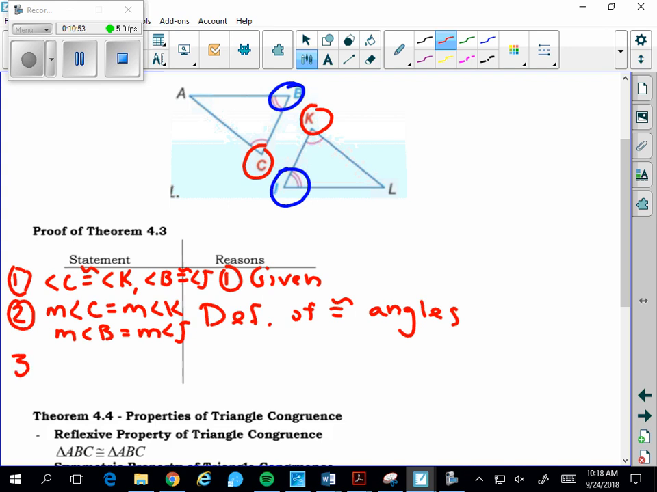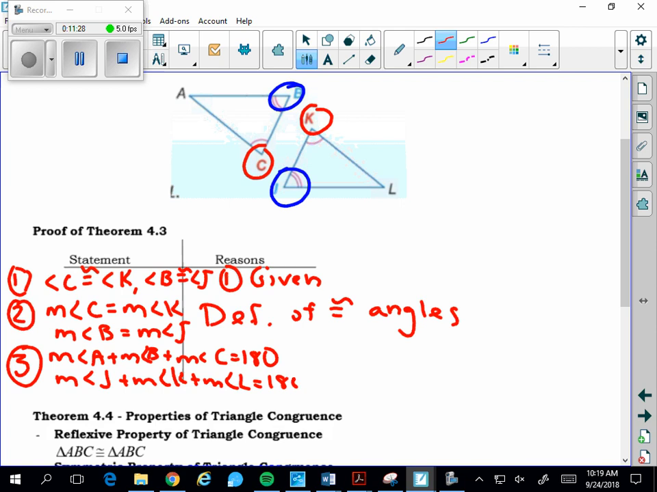Okay, the next thing I'm going to say, and again, typically you are going to be provided with these reasons. I'm going to say the measure of angle A plus the measure of angle B plus the measure of angle C equals 180. And I'm going to say the same thing about the other triangle. Measure of angle J plus the measure of angle K plus the measure of angle L is equal to 180. And the reason for that is the triangle sum theorem that we talked about the other day. Basically all that means, which is something you already know, is that all triangles equal 180 degrees.